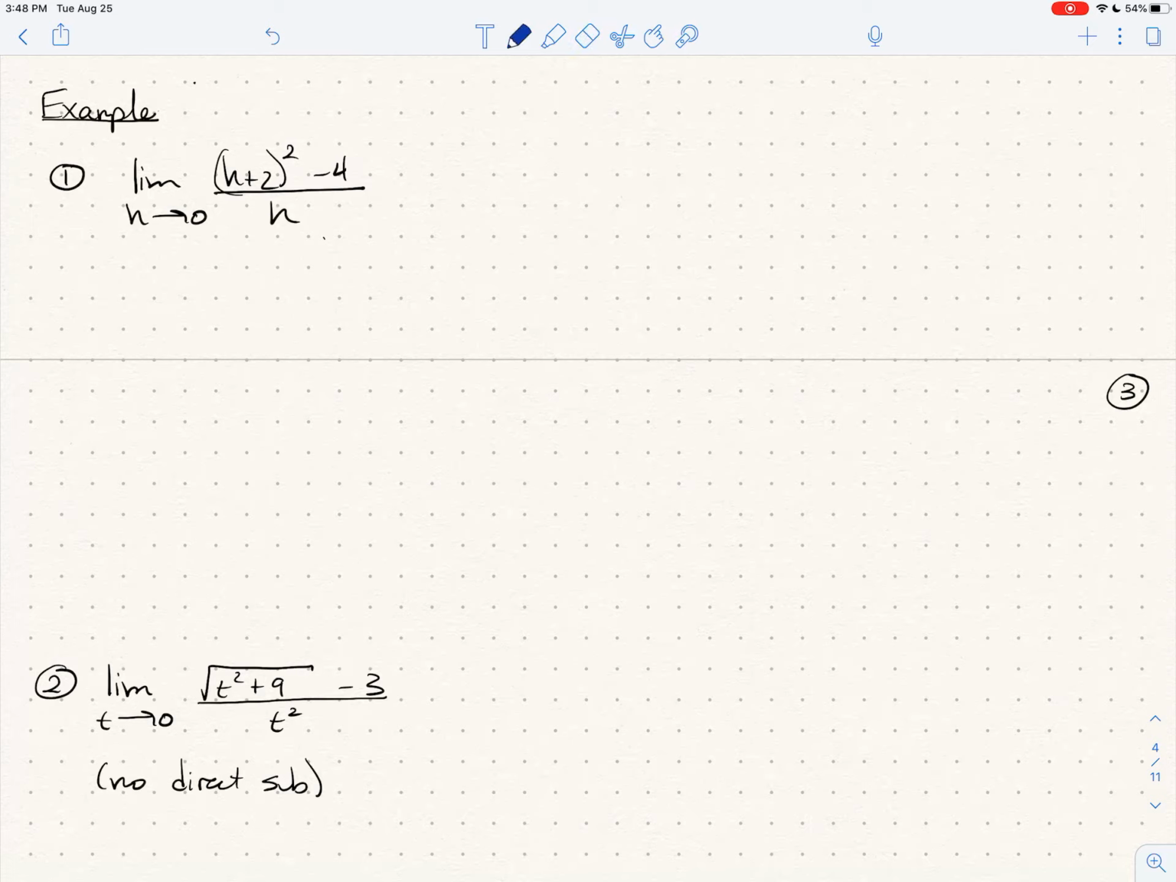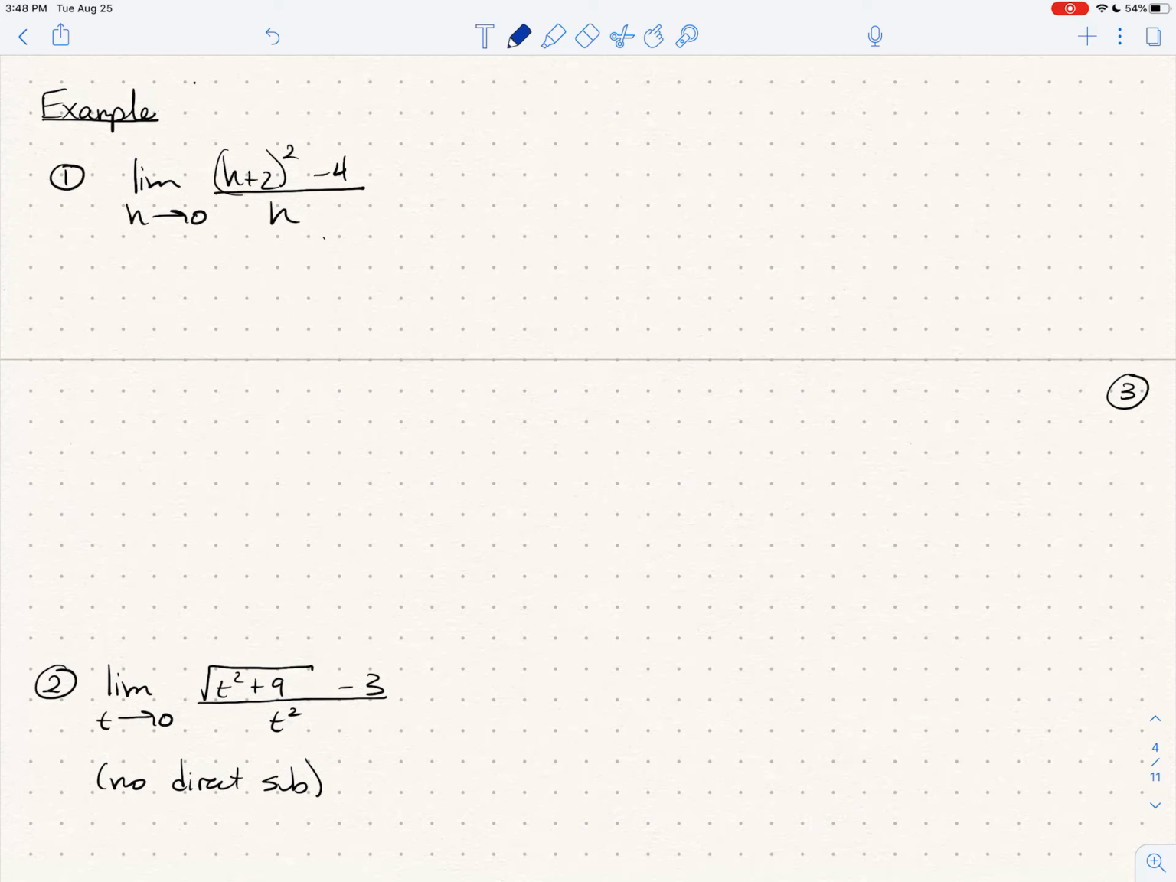So for the first one, I look at this and I say, okay, this is a rational function, but I can't just use the direct substitution property. Why not? Well, because this function is not defined at 0. You can't plug 0 in, otherwise you're dividing by 0. So things seem sort of hopeless, at least at first glance, but we're going to try anyway.